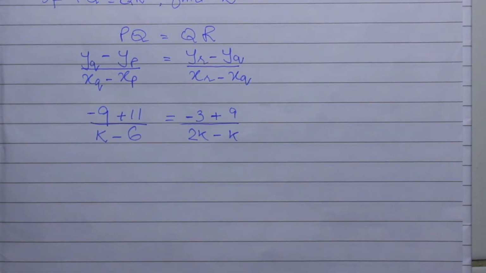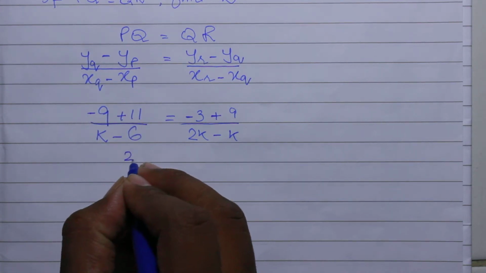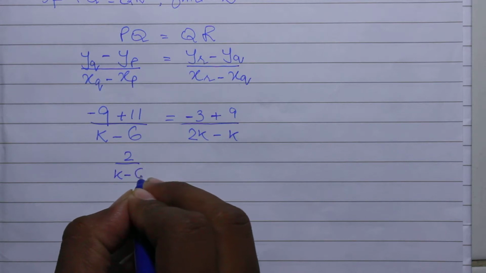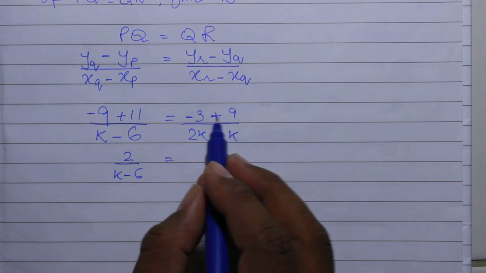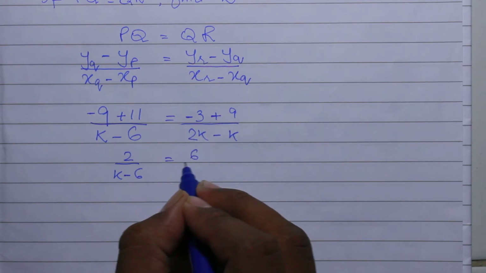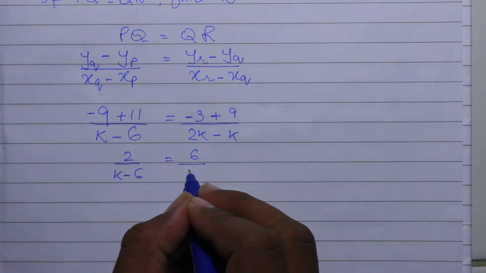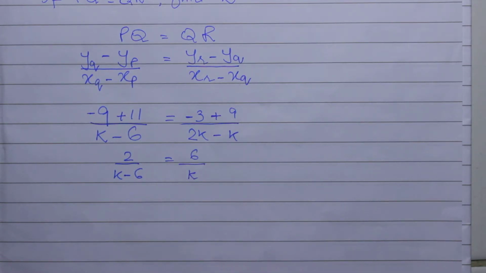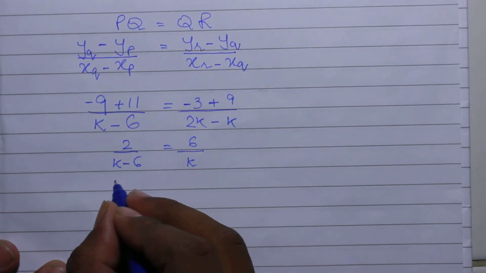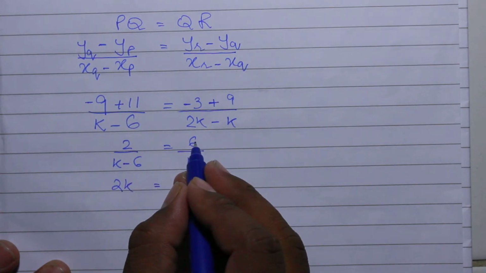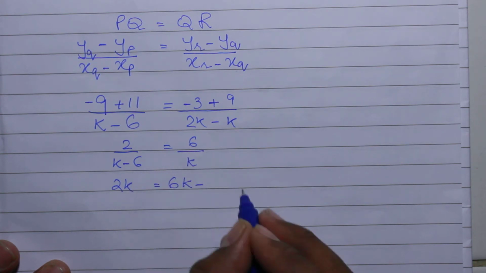As you can see here, -9 plus 11 gives you +2. In the denominator, k and -6 cannot be combined, so I will write it as it is. Then on the right, -3 plus 9 gives you 6, and in the denominator 2k minus k gives simply k. Now I have to do the cross multiplication. 6 multiplied by k gives 6k, minus 6 multiplied by 6 gives 36.